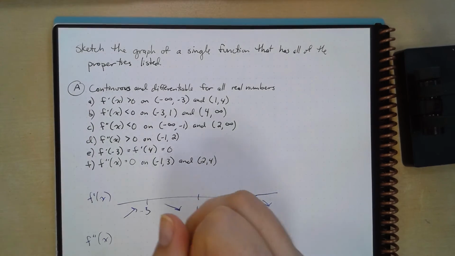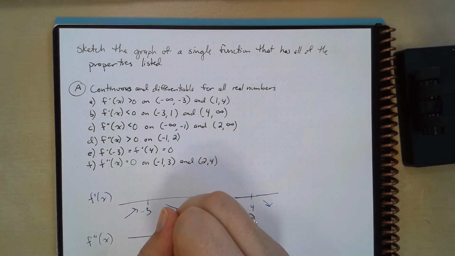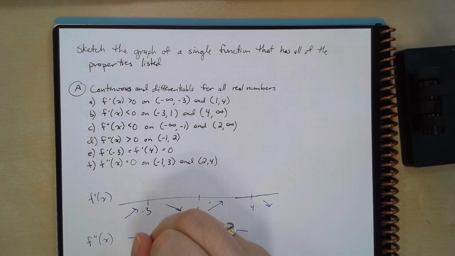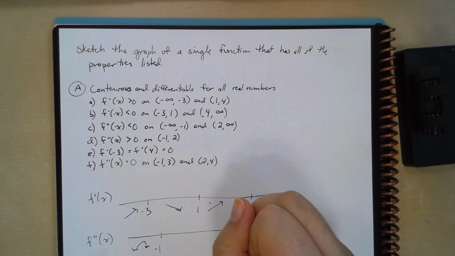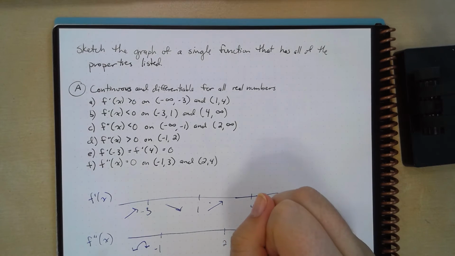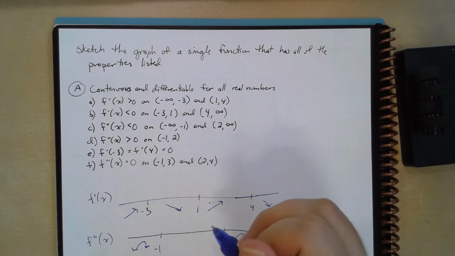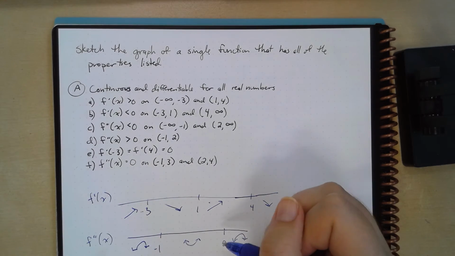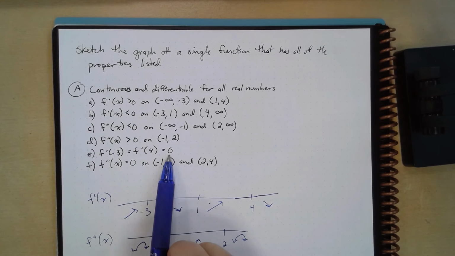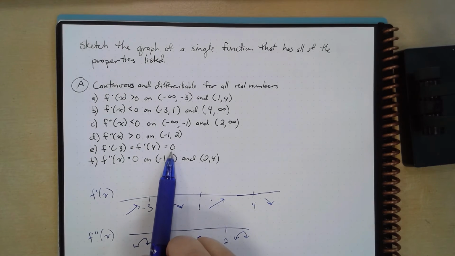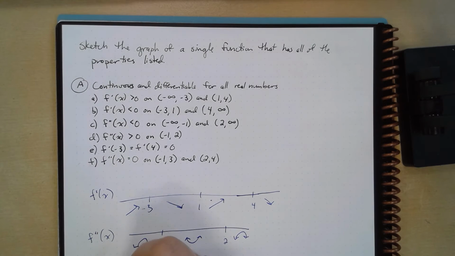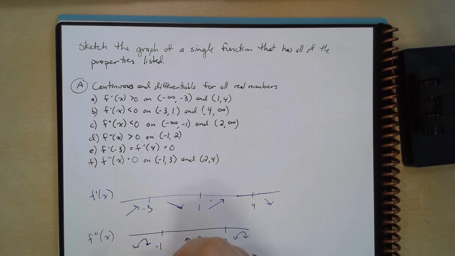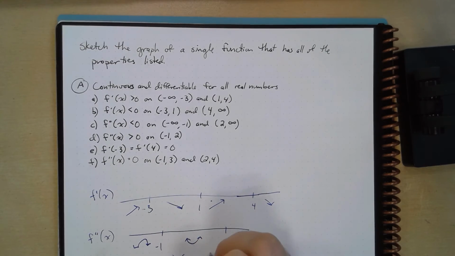Now let's talk about the second derivative. From negative infinity to negative 1, it's less than 0, so concave down. From 2 to infinity, it's less than 0, concave down. But from negative 1 to 2, it's greater than 0, so it's concave up. F prime of negative 3 is equal to f prime of 4, which is equal to 0. So we're going to have some relative maximum, some extrema. Because we've got negative 3 and 4, this will be a relative max at negative 3 something and at 4 something.